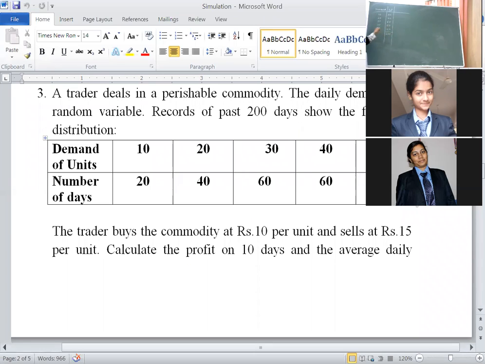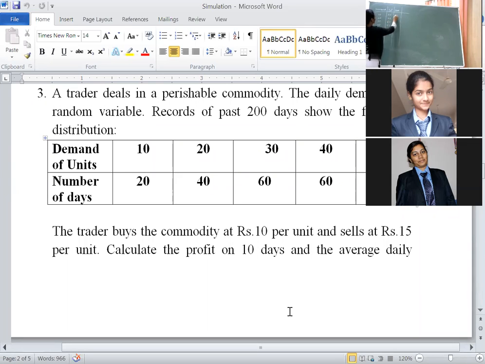In the earlier problem, probabilities were given and we verified the total is one. Here, 200 in the given problem, records of past 200 days. Is it mapping with that? Yes. Now we have to find the probability. How to find the probability? The corresponding value divided by total frequency. That means 20 upon 200, 40 upon 200, 60 upon 200, like that we have to write.